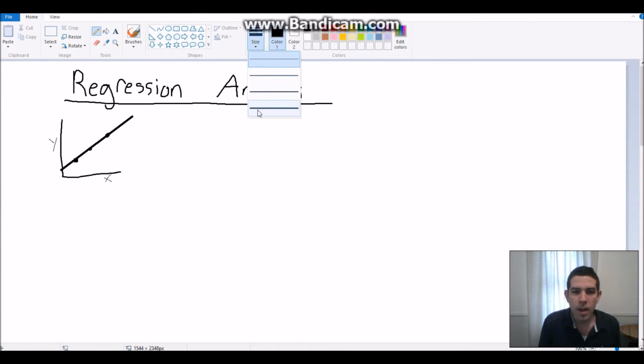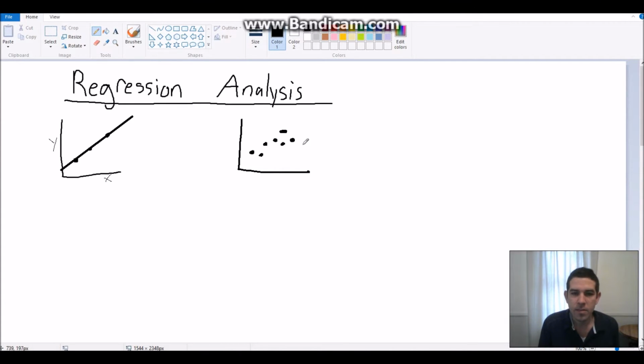But what happens if we have a graph that has maybe a plot here, maybe a plot here, another one here, and we see that these plots create a scatter plot, that they're not really in a perfectly straight line? Can we still use a linear equation to tell what x will be at a certain y value, or what y will be at a certain x value? Can we still use our data to make a prediction? And the answer is, of course we can.